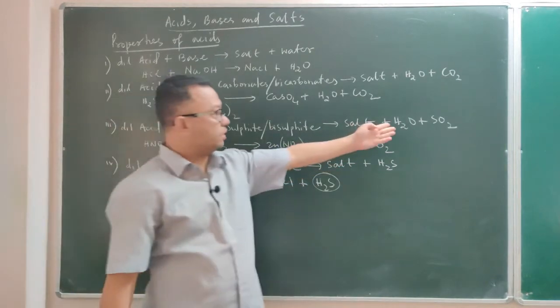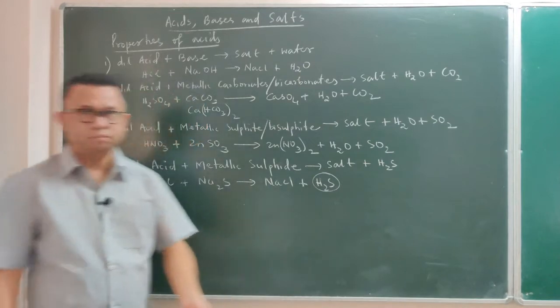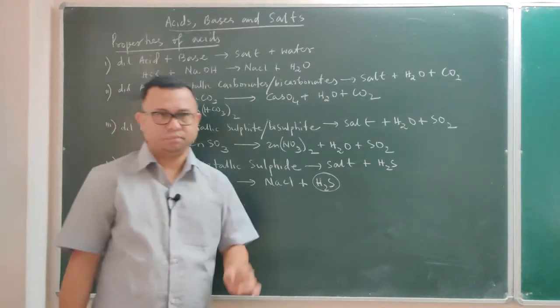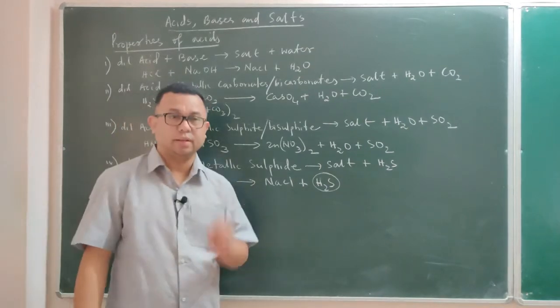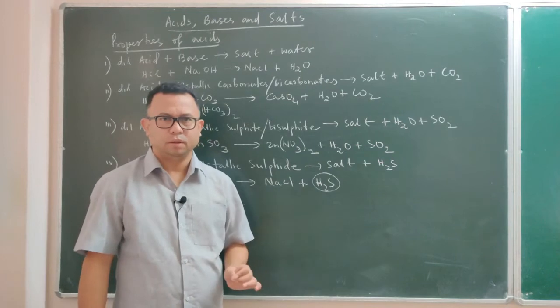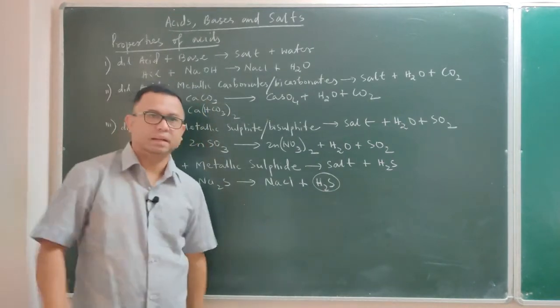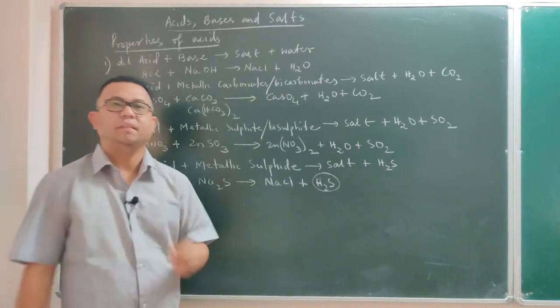I told you the chemical test of sulfur dioxide, I told you the chemical test of carbon dioxide. Same way hydrogen sulfide also can be tested. Now hydrogen sulfide is tested by lead acetate. Like what you do, take a filter paper, dip the filter paper in lead acetate solution. And when this gas comes in contact with that filter paper which has in it a lead acetate solution, then the filter paper turns shiny black.